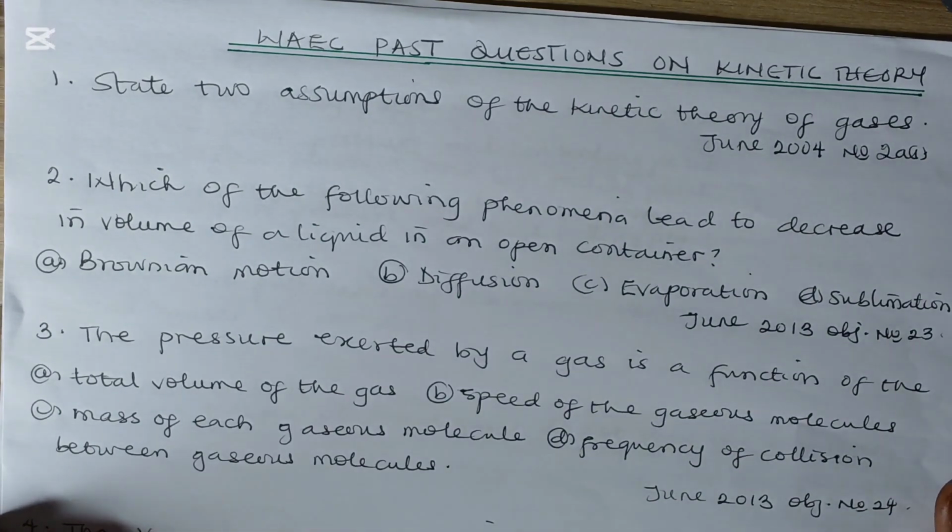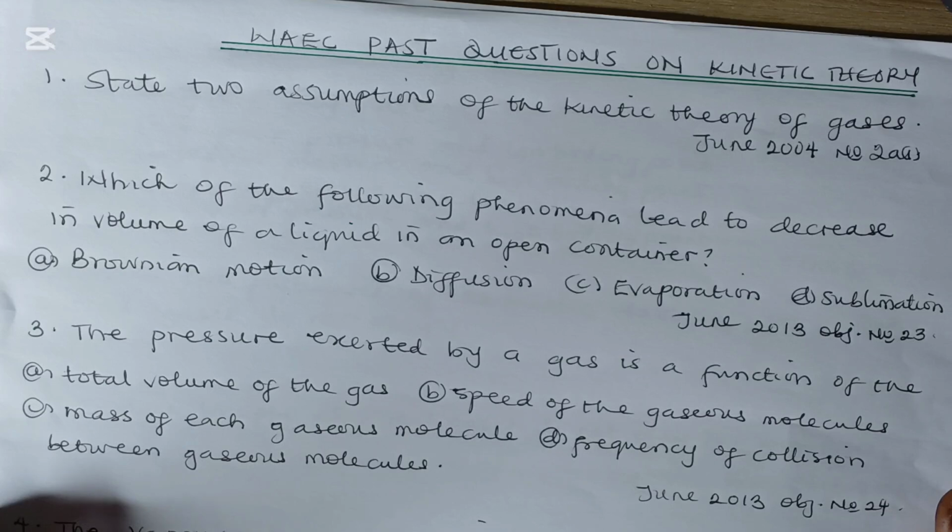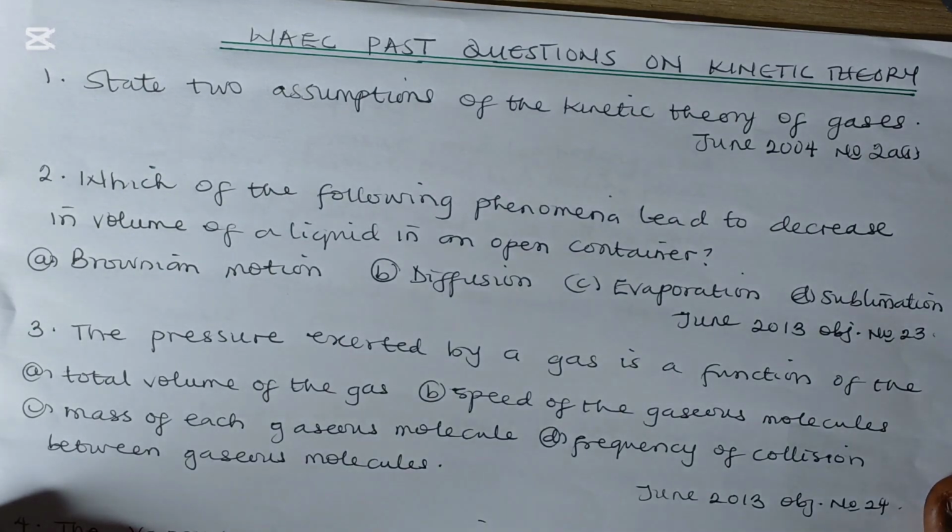The first question here is extracted from June 2004, number 2. State 2 assumptions of the kinetic theory of gases. We all know that. The first one, gas molecules move randomly in straight lines colliding with one another and with the walls of the container. 2, the collisions of the gas molecules are perfectly elastic. 3, the volume occupied by the gas molecules is negligible. That is, they are very small compared to the volume of the container.